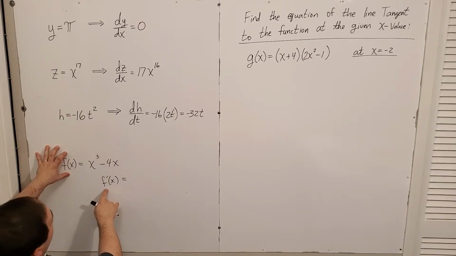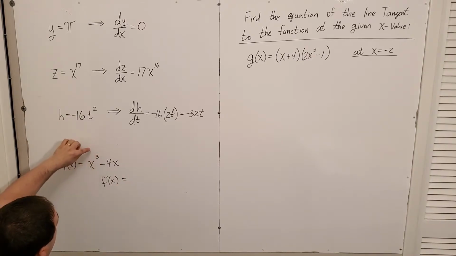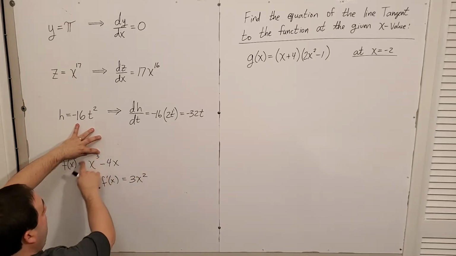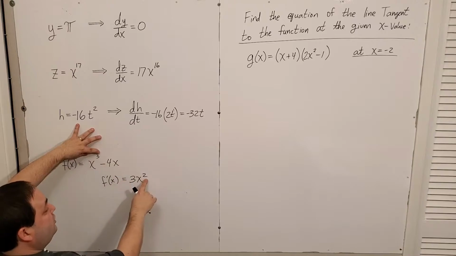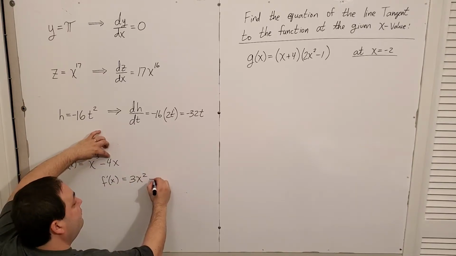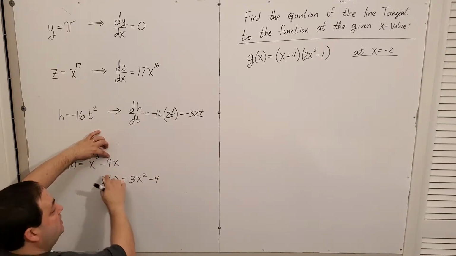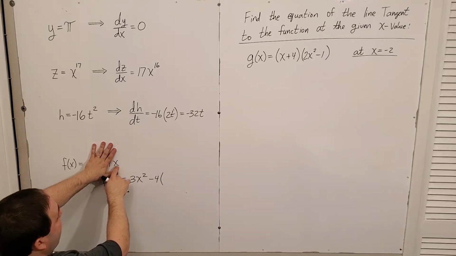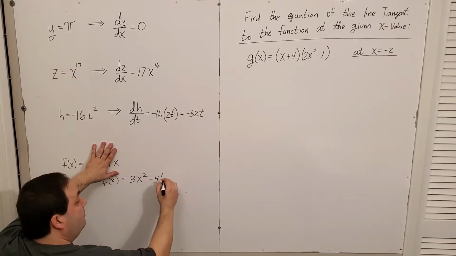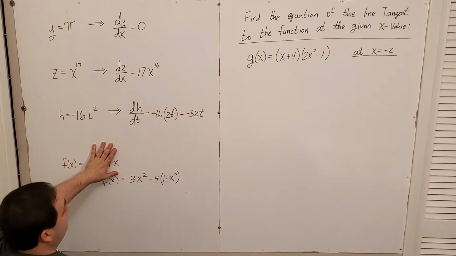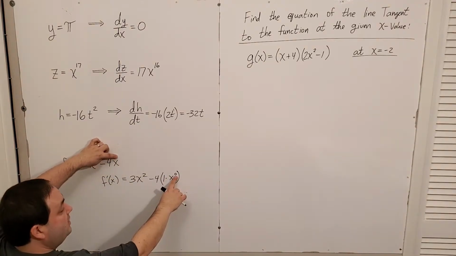So f prime, I'm going to do the derivative of just this part right here. 3x squared. I drop the 3. 3 minus 1 is 2. The minus 4 is along for the ride. It's a multiplied constant. Times derivative of x to the 1. So I drop the 1 and then x to the 0, because 1 minus 1 is 0.